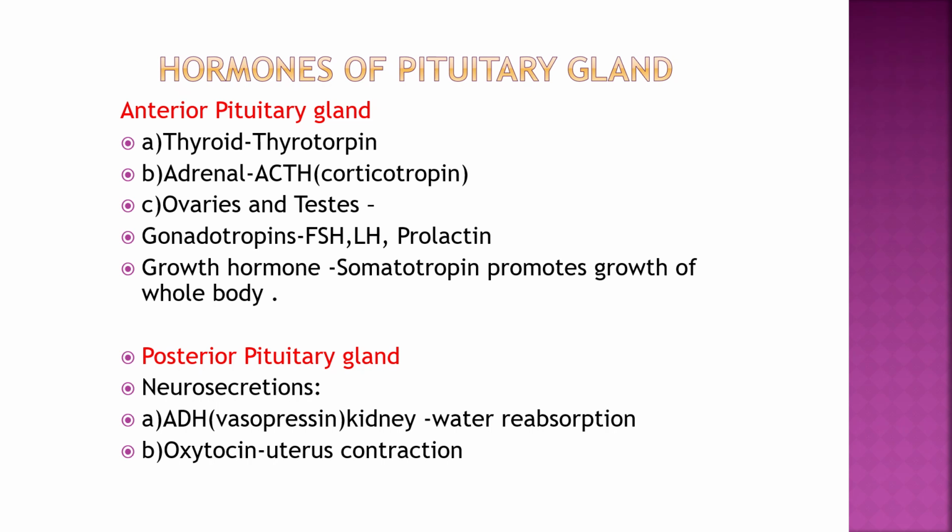Then the posterior pituitary gland secretes two hormones, mainly ADH, antidiuretic hormone, also called vasopressin. It is mainly required for water reabsorption by acting on the kidney. And the second is oxytocin, which causes uterine contraction in labor.